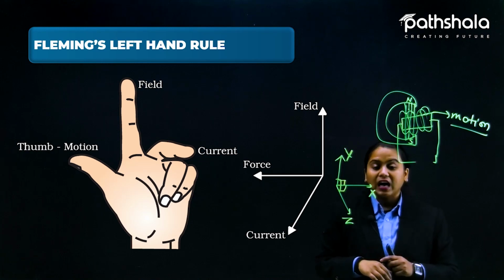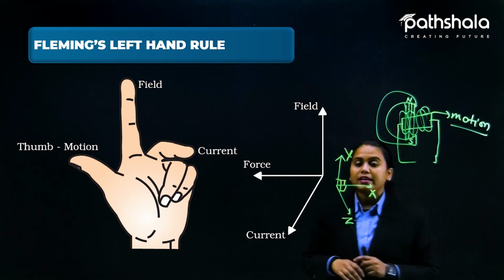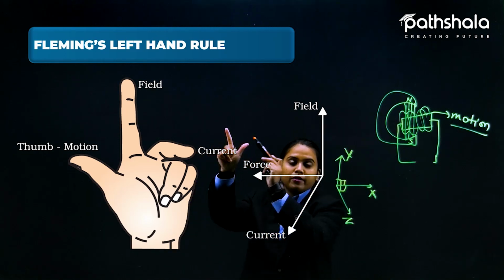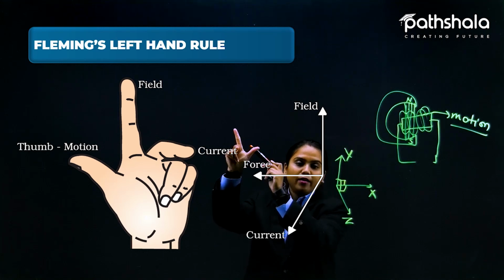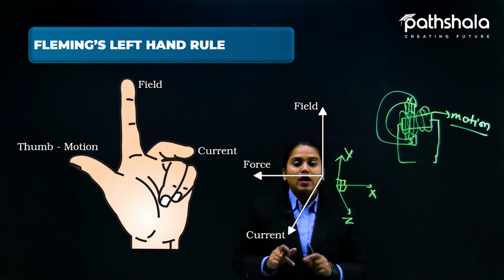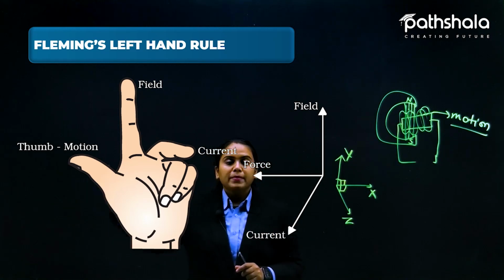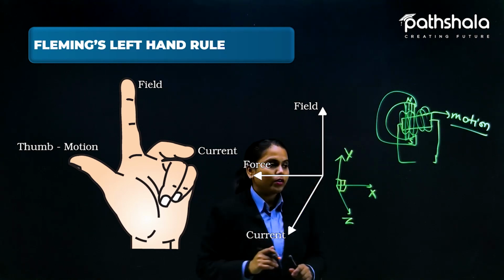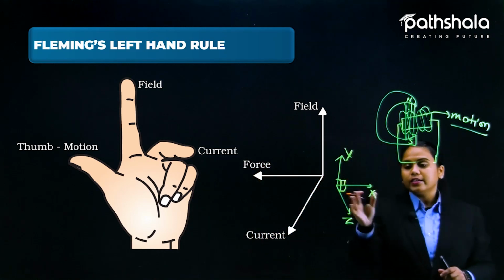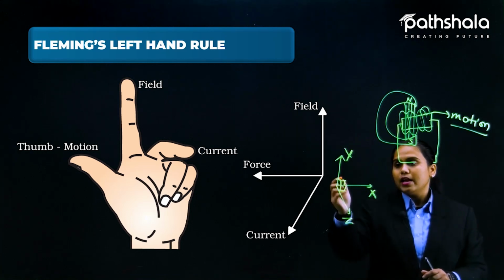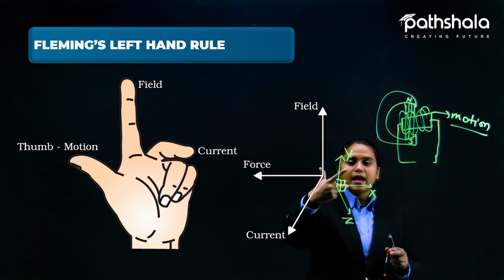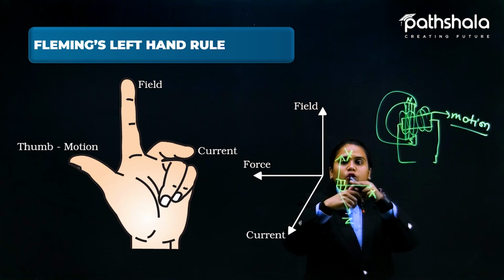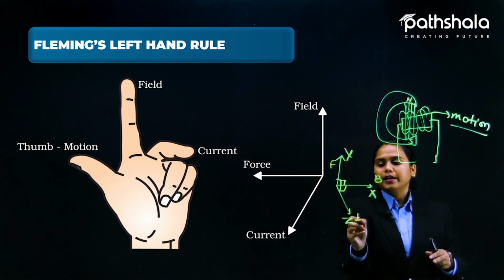The thing we can remember is FBI. F is the force, B means magnetic field, and I means current. So whenever we use Fleming's left hand rule, we can take the example FBI. I am going to arrange my fingers this way: FBI.